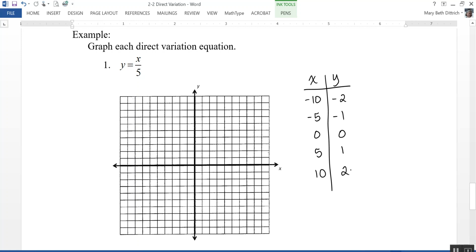So let's graph those points. That's going to be -10, -2, -5, -1, 0, 0, 5, 1, and 10, 2. That's not a super straight line, but you get the idea. So that's the graph of that direct variation equation.